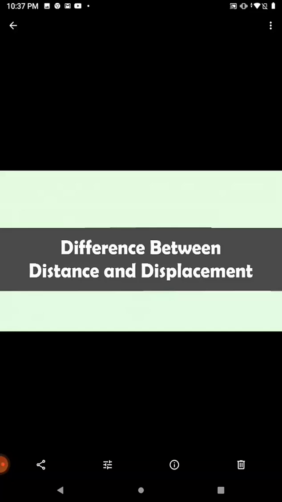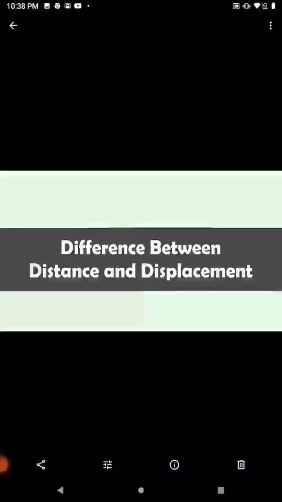So in this class we discuss our topics: distance and displacement, motion, rest, and uniform motion and non-uniform motion. First of all, I am going to introduce our chapter. Its name is force and motion.